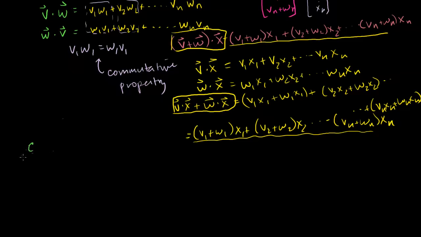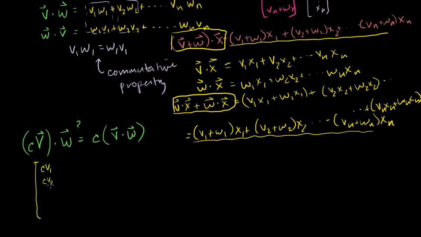If I take some scalar c and I multiply it times some vector v, and then I take the dot product of that with w, if this is associative the way multiplication in our everyday world normally works, this should be equal to, and it's still a question mark because I haven't proven it to you, c times v dot w. So let's figure it out. What's c times the vector v? C times the vector v is c times v1, c times v2, all the way down to c times vn.